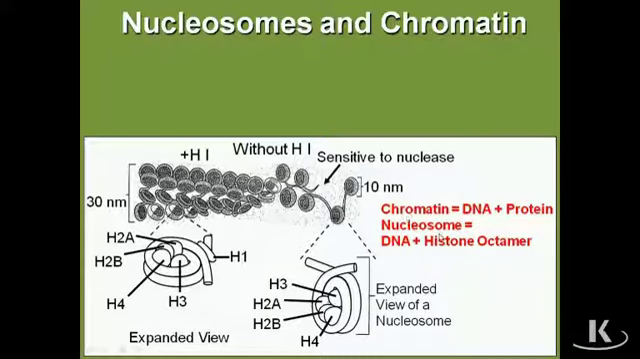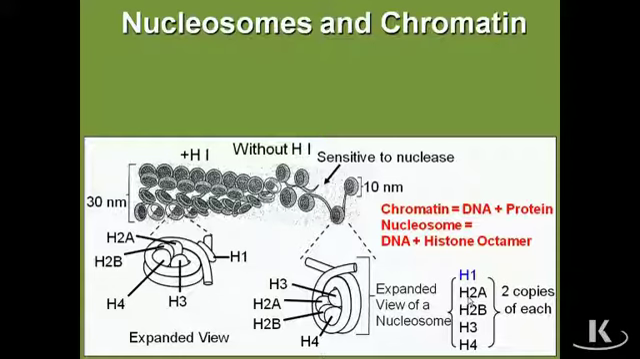You can further break down the chromatin into nucleosomes. A nucleosome is DNA that's also attached to protein, but a specific type of protein. And this specific type of protein is called a histone octamer. Shown here is an expanded view of one of these nucleosomes. You have histone proteins that are going to be bound by DNA.